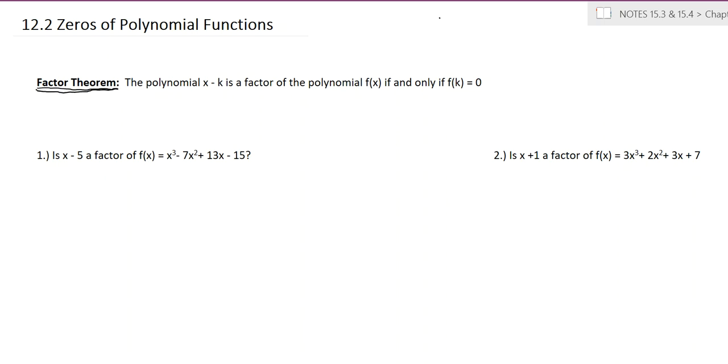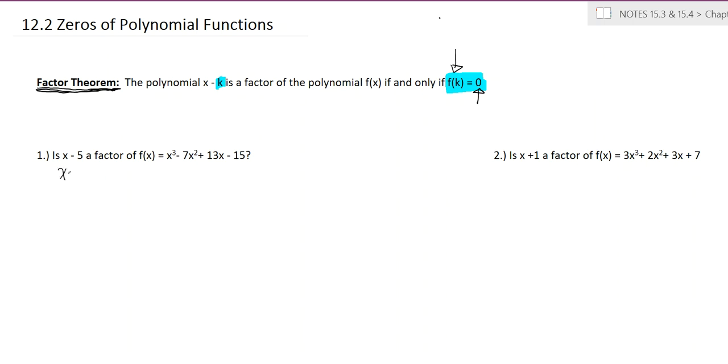And this has a very similar feel to what we did in the first section. That states that the polynomial x minus k is a factor of the polynomial f of x if and only if f of k equals 0. Again, that should seem familiar because this is how we found if it was a root or a 0 or solution: if this k right here, when we plugged it into the function, it equaled 0. So it's the same sort of process to see if it is indeed factorable.